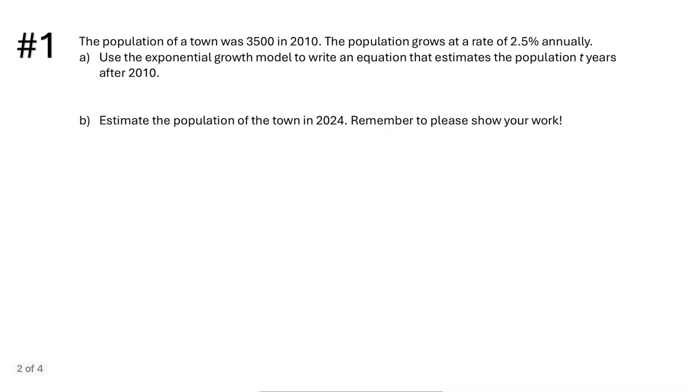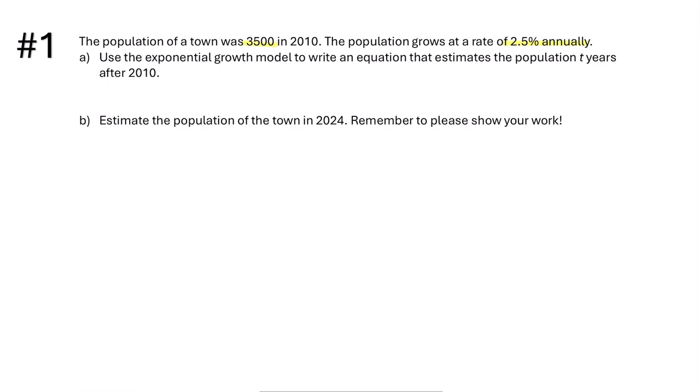So let's go over a problem that's very similar to number one that's on your TGA. In this problem, it says that the population of a town was 3,500 in 2010, and the population grows at a rate of 2.5% annually. Use the exponential growth model to write an equation that estimates the population t years after 2010.